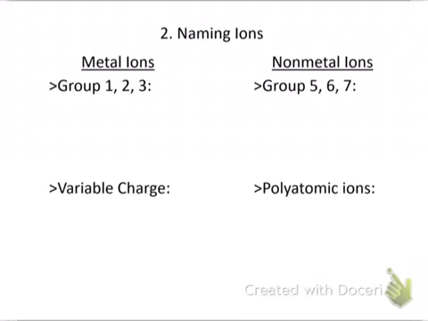After you've determined that you have an ionic compound, you need to name the ions. Naming ionic compounds is pretty simple. All you do is name the first ion and then name the second ion. So let's take a couple of minutes to talk about how to name ions. For the metal ions, or the positively charged ions, they fall into two different categories. The first category are ions that are in group 1, 2, and 3 in the periodic table.